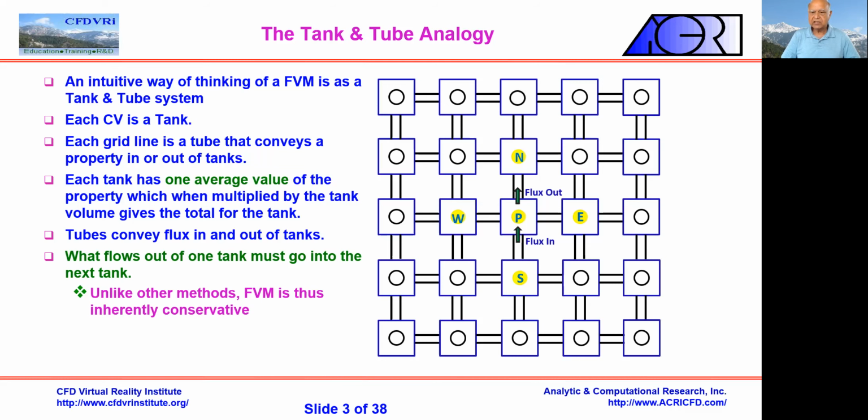So this way, the FVM is inherently conservative. A flux cannot just leave one tank and not go anywhere. It must go into the next tank, or it must go out of the boundary. So it totally conserves the flux or the mass and things of that nature, whether it's thermal or mass or any other conserved quantity.